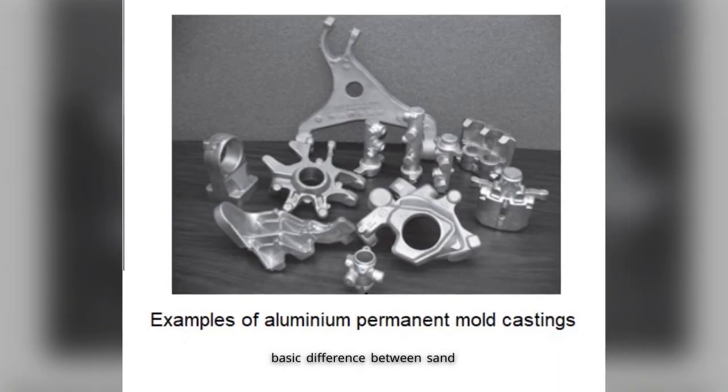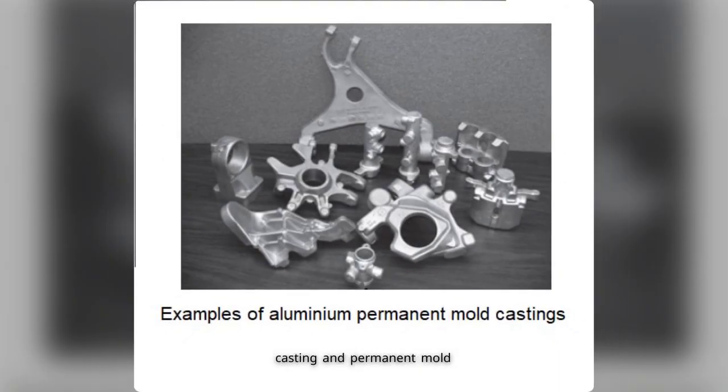A basic difference between sand casting and permanent mold casting is the metal molds for the latter process. These metal molds are usually made of iron or steel and have a production life of 10,000 to 120,000 or more castings, as opposed to sand casting, which requires a new mold for each casting produced.